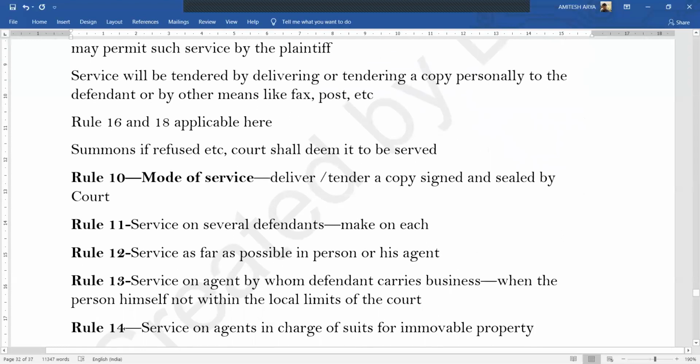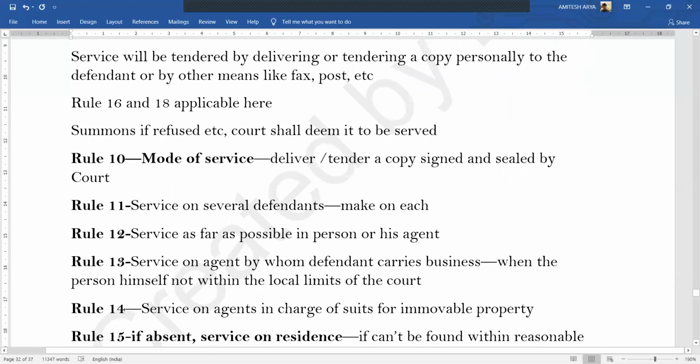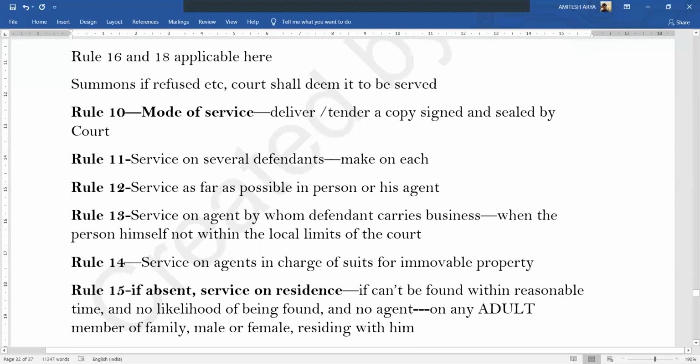Rules 11, 12, 13 and 14 are about different types of situations. If there are several defendants, serve on all. If there is a person, then try to serve it on the person or his agent. If his agent is here but he is outside, then serve it on the agent. For an agent in charge of immovable property, then serve it on that agent. Now what we saw: first the court is trying to do so on the person and his agent. The plaintiff is also trying to do the same. That was rule 9 and 9A.